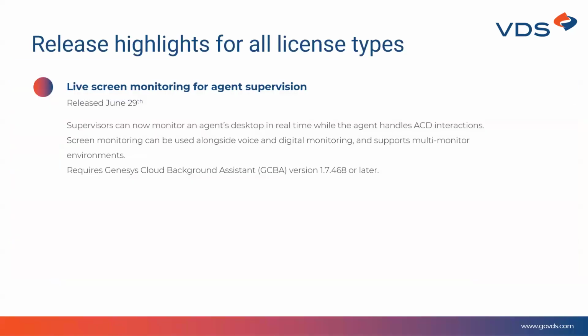Our first highlight really applies to all license types and is the live screen monitoring for agent supervision. This one came out on June 29th. Really one that's been asked for, and it's a meaningful step for supervisors. Up until now, monitoring was limited to voice and digital channel activity. And with this release, supervisors can now also watch an agent's actual desktop in real time while they're handling the ACD interaction.